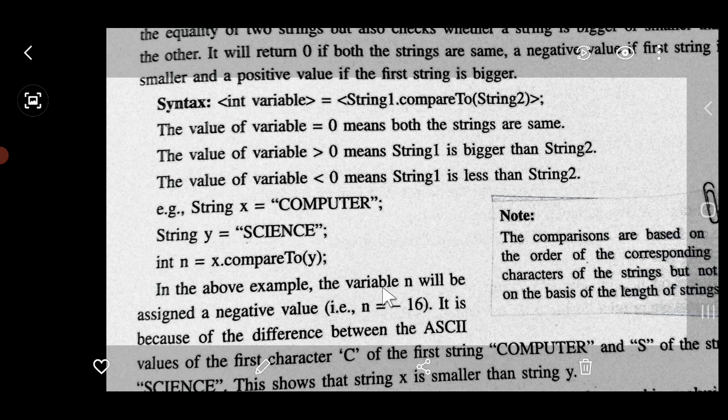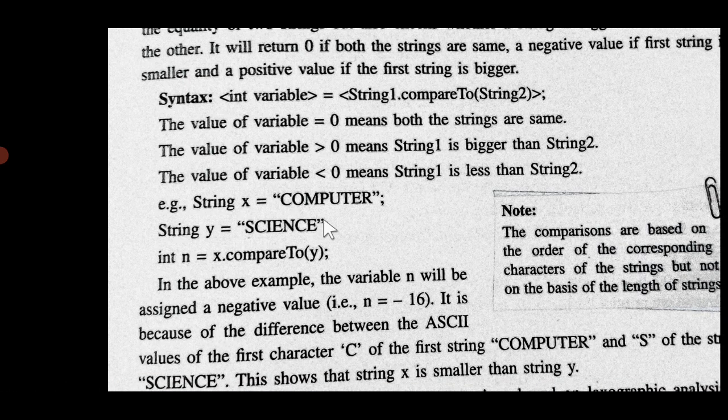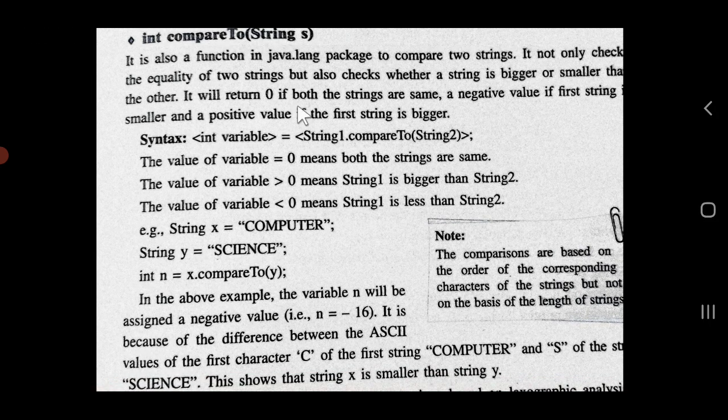Since x is smaller, a subtraction will be performed from smaller to bigger, so automatically the difference will be minus 16. The ASCII value of C and the ASCII value of S are going to be checked. Is that clear to everyone? So when you don't have to check only equality, whether the strings are same or not, and you go for less than, greater than also, then please use the compareTo function instead of the equals or equalsIgnoreCase function.